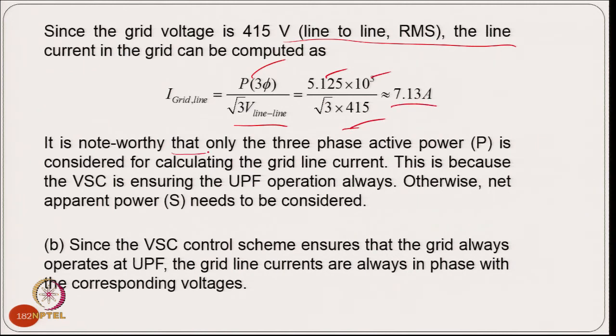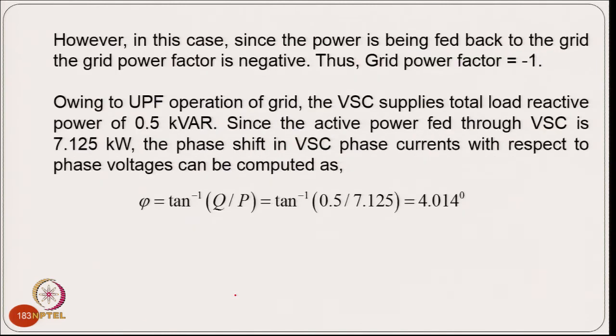It is noteworthy that only the 3-phase active power is considered for calculating the grid line current. This is because the VSC is ensuring unity power factor always, otherwise net reactive power needs to be considered. So, since the voltage source converter control scheme ensures that the grid is operated at unity power factor, the grid line currents are always in phase with the corresponding voltage. However, in this case, since power is being fed back to the grid, the grid power factor is negative, thus the grid power factor is -1.